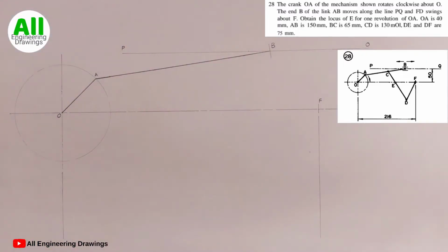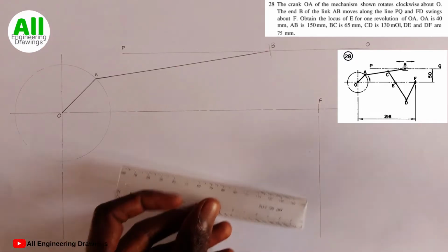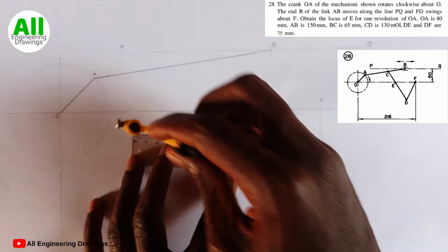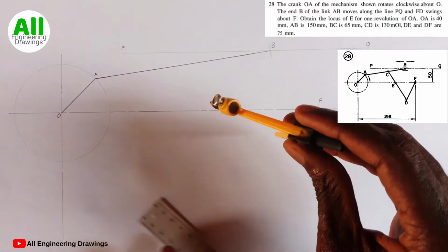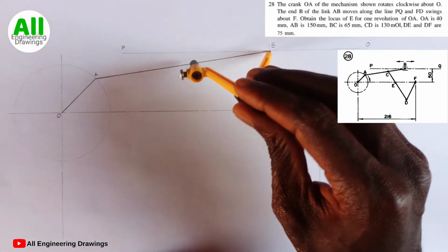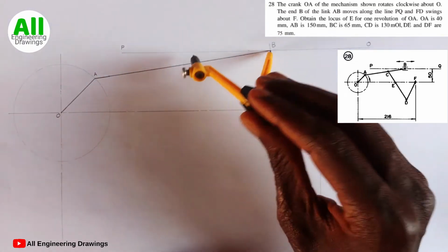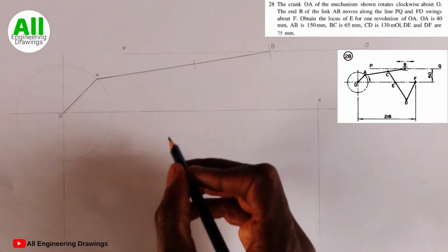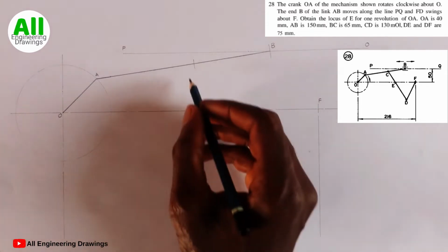To obtain our point C, I will adjust my compass to a radius of 65 millimeter, because the question says BC is 65 millimeter. Then I will place the compass on point B and cut an arc this way. I will call the point where the arc intersects line AB, point C.